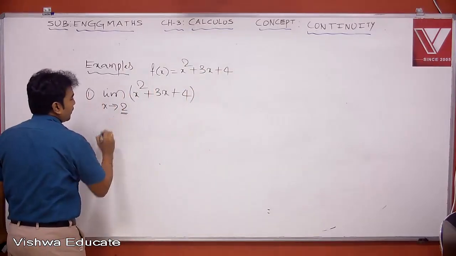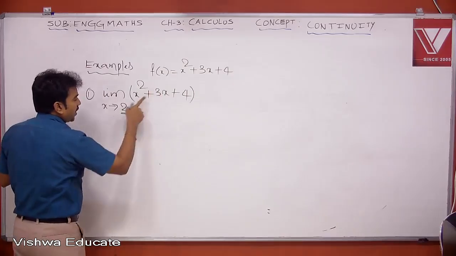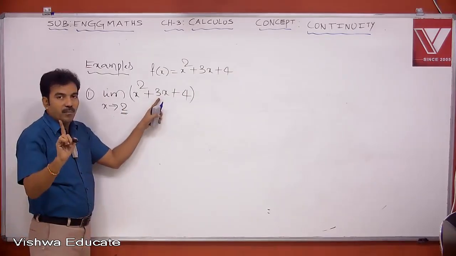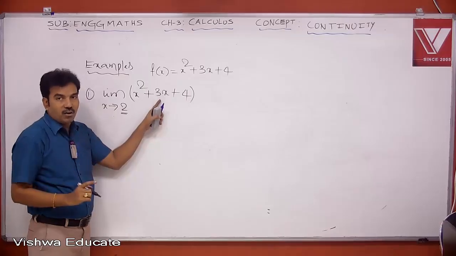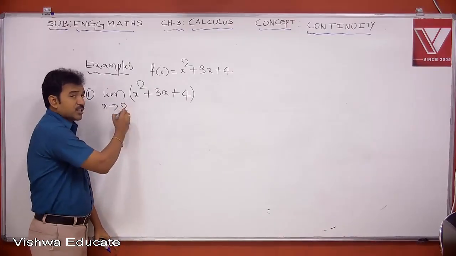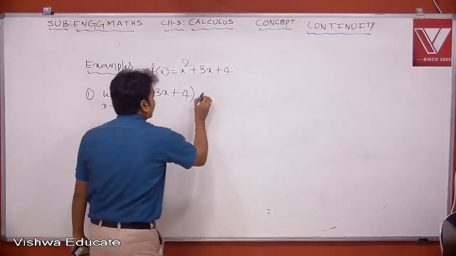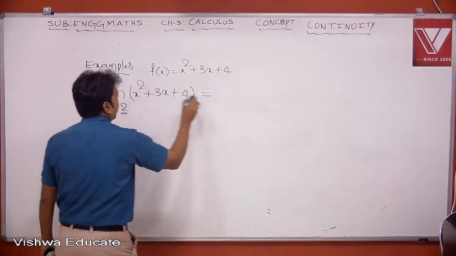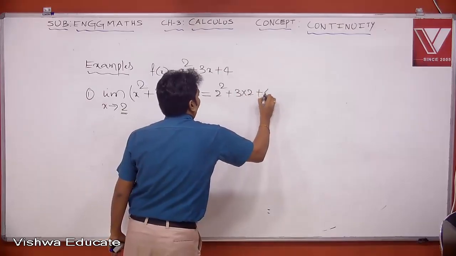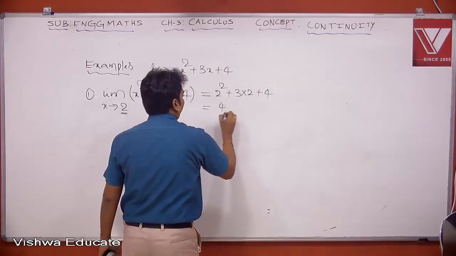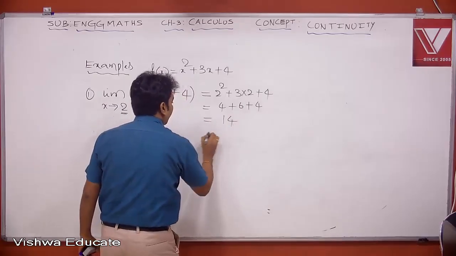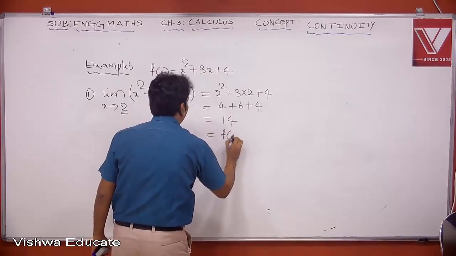The point is 2. So we need to discuss whether it is continuous at this point or not. Here the function takes a single form. It has no modulus at all. So it is a very basic example, and you can replace x by 2 directly. When you replace x by 2, this gives 2 square plus 3 into 2 plus 4. So this is 4 plus 6 plus 4. This is 14. Basically this 14 is nothing but f of 2.